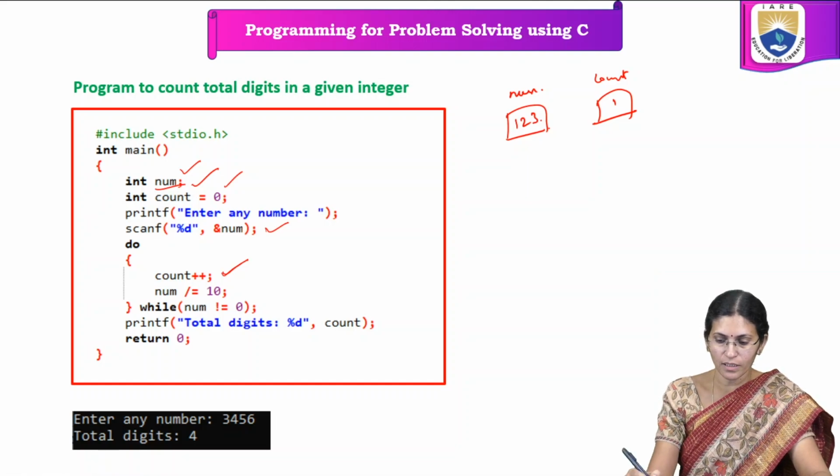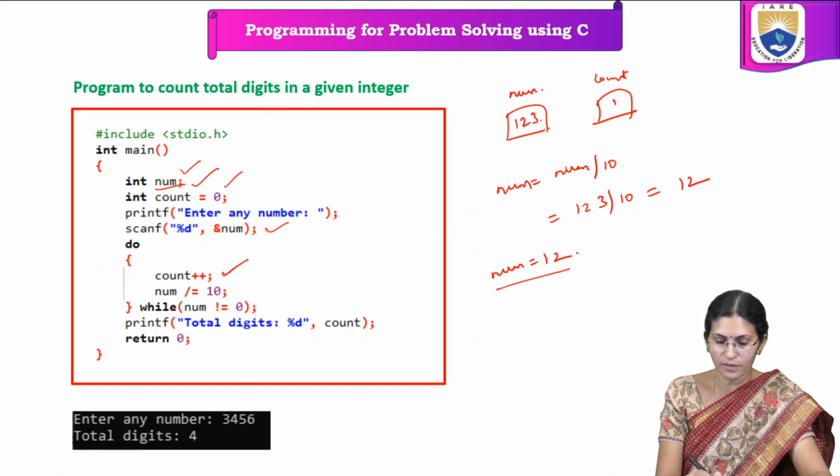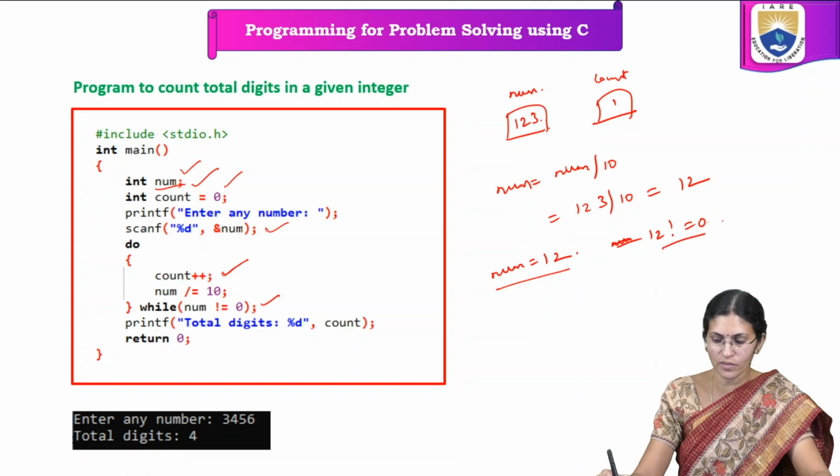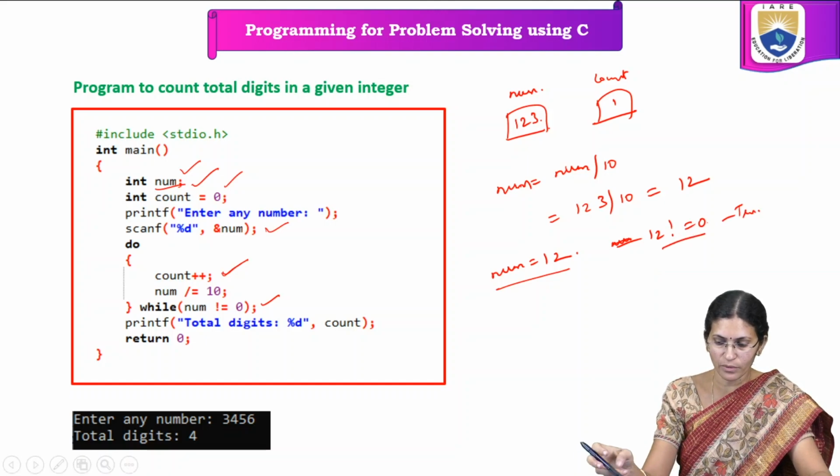Then after that, num is num mod. So this statement implies that num is equal to num divided by 10. So when you divide this by 10, 123 divided by 10, you will get 12. Now num is equal to 12 now. So after that, it will come here. So it will check the condition. So 12 is not equal to 0. So this is true. So therefore again count value will be incremented by 1.